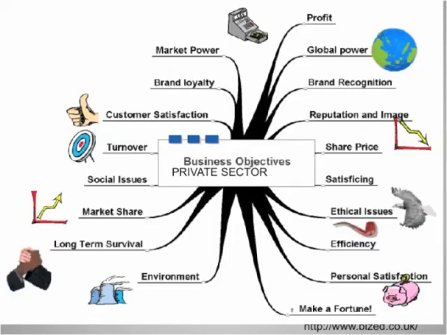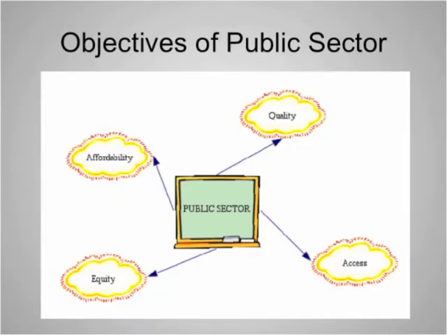Now let's look at some examples. Here is a business objectives private sector diagram. An example of organizational objectives in a private sector can be maximizing profits or an increase in market share over a period of time. Here's a diagram of organizational objectives of a public sector.